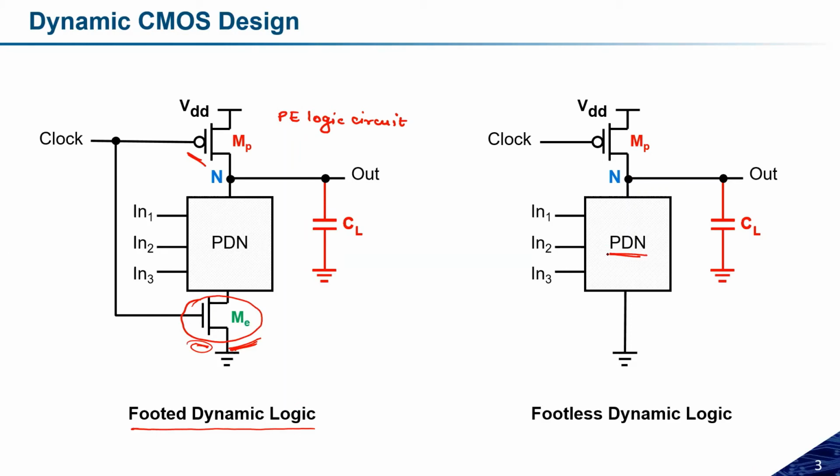But there is some problem here. Even though we solve the problem of this delay by removing this evaluation transistor, what is the problem with this one? Can anyone tell what is the problem? Can you guess what is the problem with this one? So yeah, let me explain. Might be you will not be able to understand what I want to say. So let us try to see.